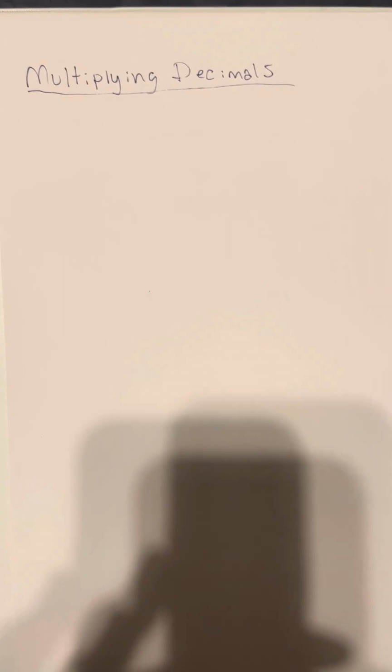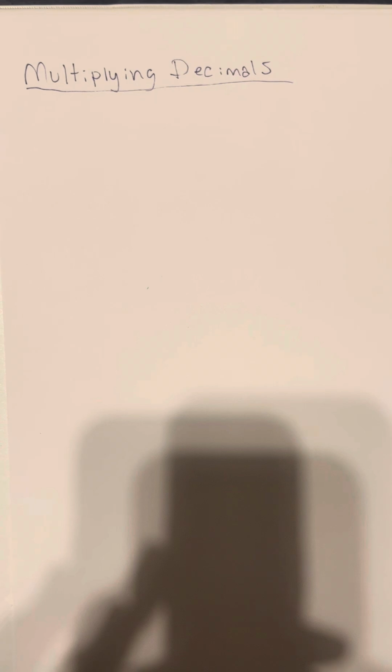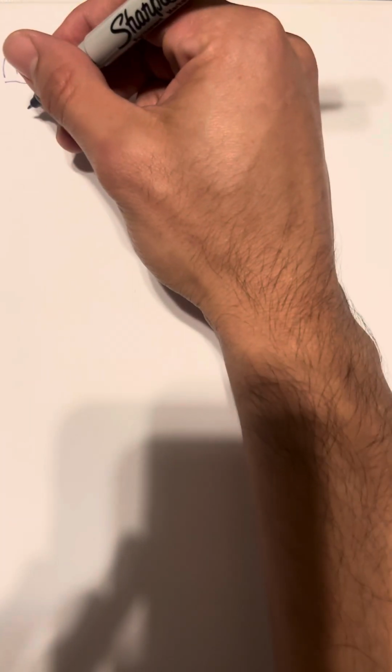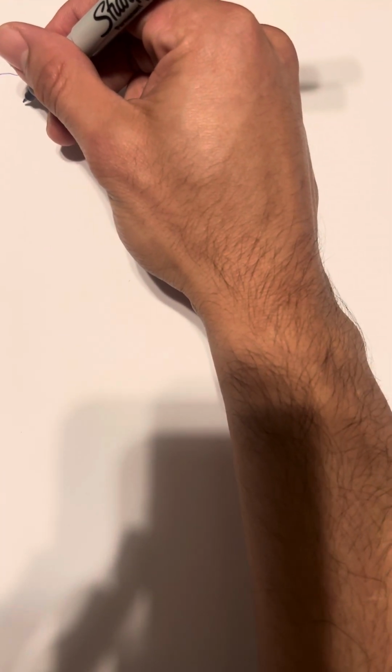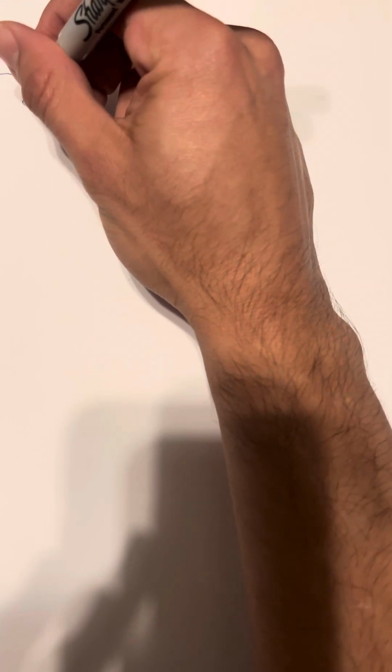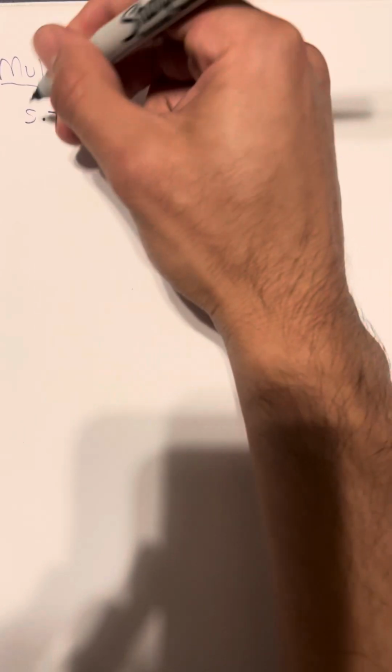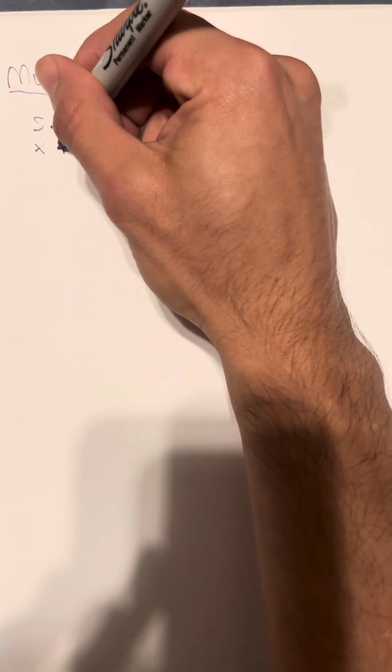Hello, I will be showing how to multiply decimals. I know of two rules that I'm going to show here with this example, and I'll explain them along the way. So first we'll start out with 5.7 times 4.